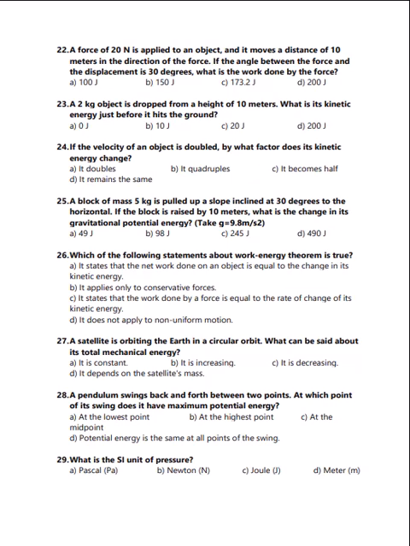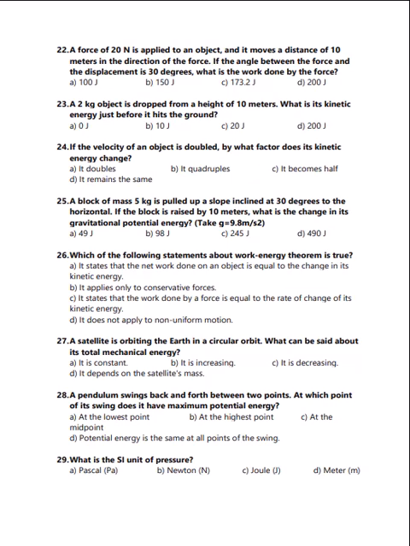Next, 27. A satellite is orbiting the Earth in a circular orbit. What can be said about its total mechanical energy? A. It is constant, B. It is increasing, C. It is decreasing, and D. It depends on the satellite's mass. So correct answer for question number 27 is A.